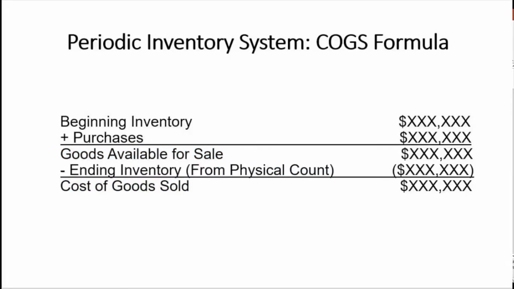So algebraically speaking, if you wanted to mix this equation up and solve for ending inventory rather than cost of goods sold, you can take goods available for sale and subtract cost of goods sold to arrive at ending inventory. So that would be in case a physical count was not actually performed for the year.